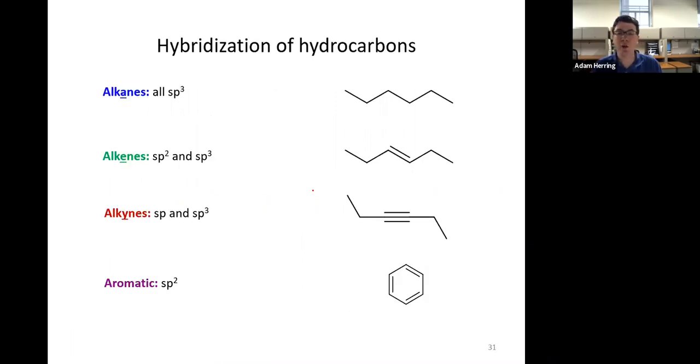Then the last thing to review here is the hybridization of hydrocarbons. So alkanes are always going to be sp3 hybridized. Alkenes are going to have some combination of sp2 hybridization and sp3 hybridization. Alkynes have sp hybridization and then sp3 hybridization, and aromatics are all sp2.